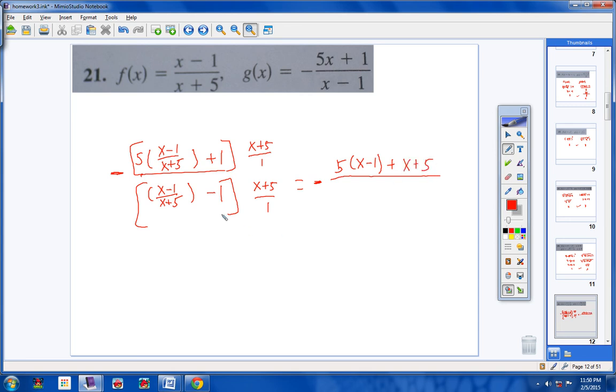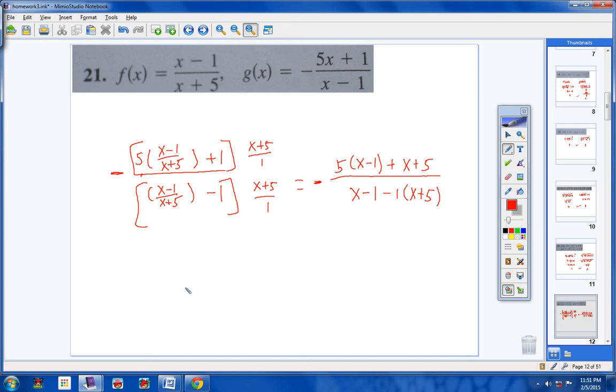Now, down to the denominator, we have this times this. So your x plus 5 would cancel, leaving you with x minus 1. So I have x minus 1. Then here, negative 1 times x plus 5 would be negative 1 times (x plus 5).